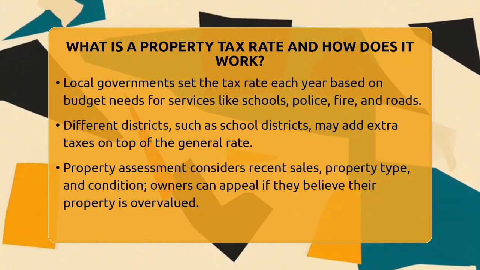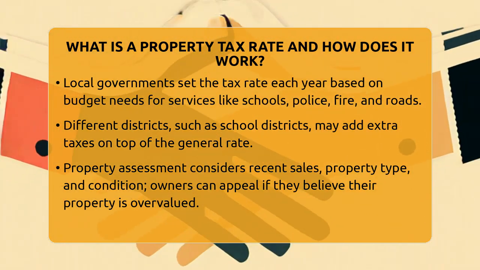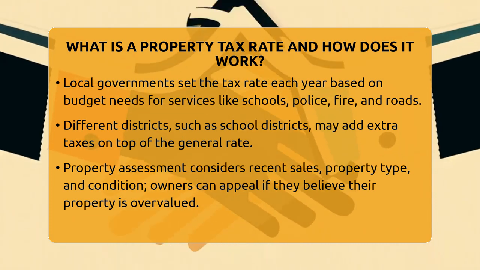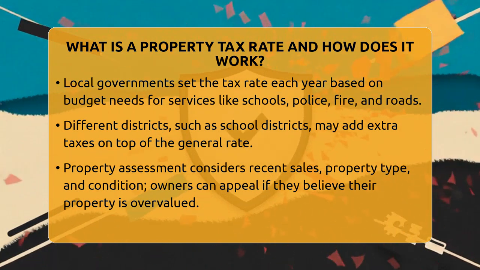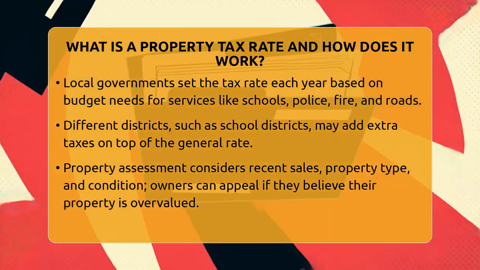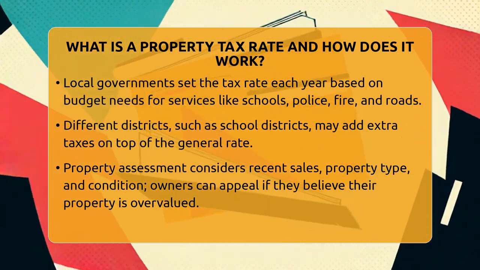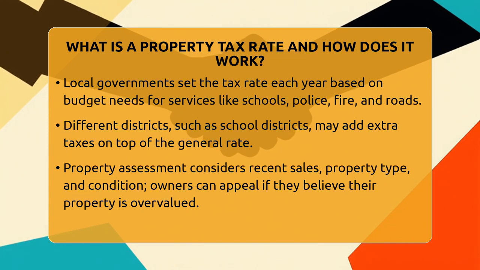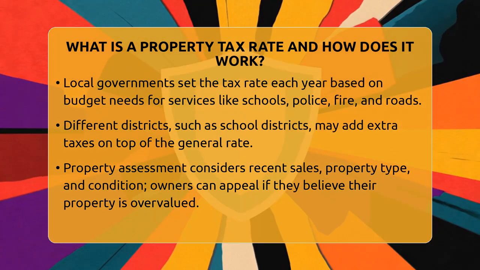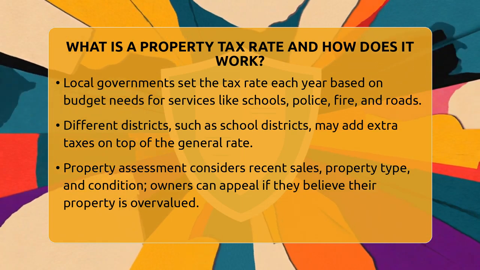Local governments decide the tax rate each year. They set it based on the budget they need to cover services like schools, police, fire departments, and road repairs. The rate can vary depending on the community's needs and the specific districts within the area. For example, a school district might add an extra tax rate on top of the general rate to fund local schools.